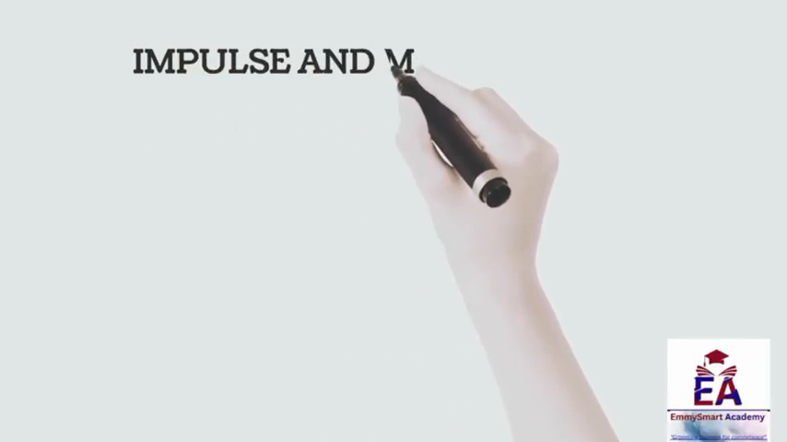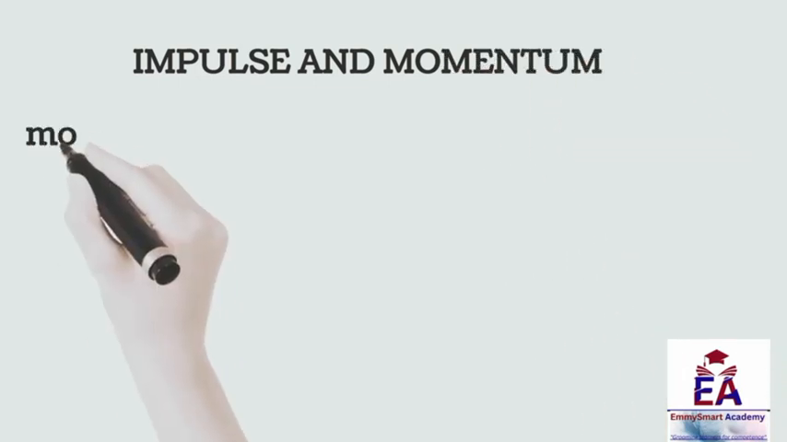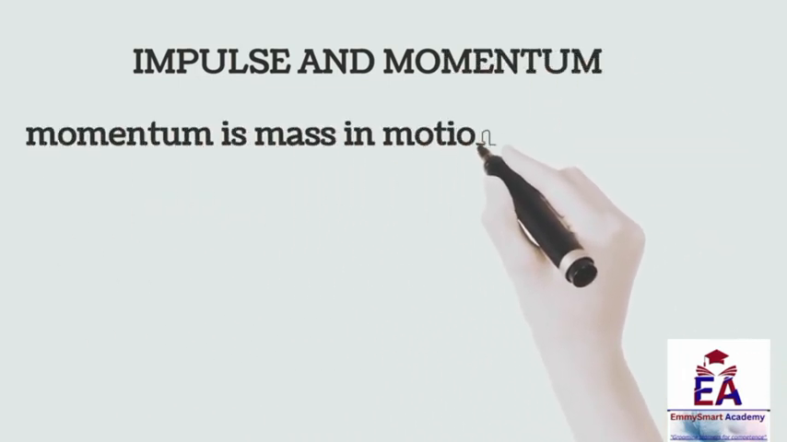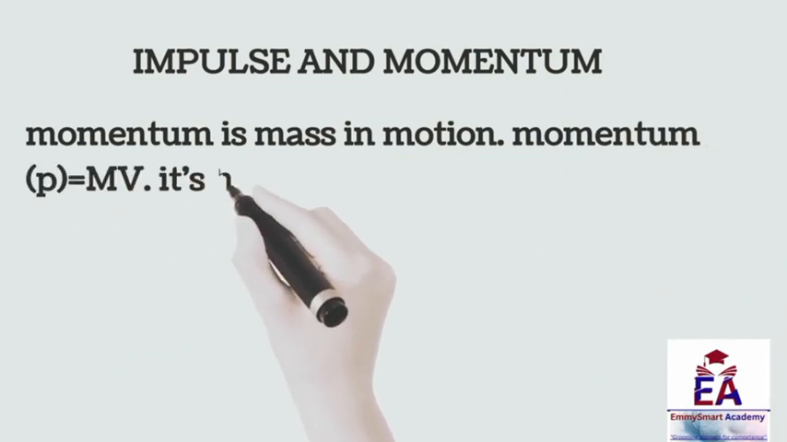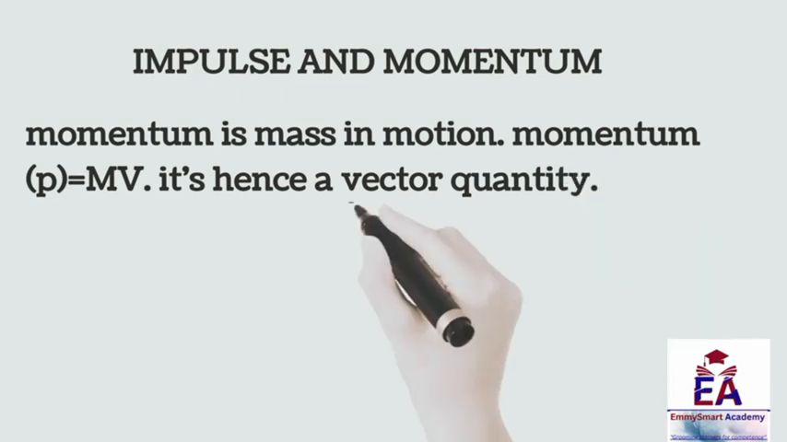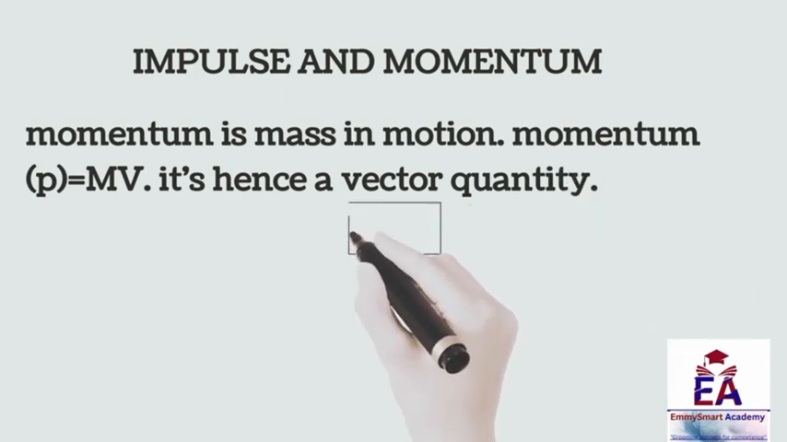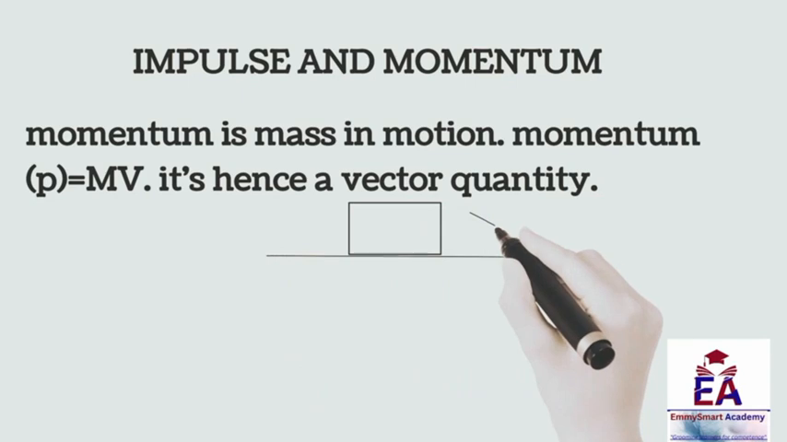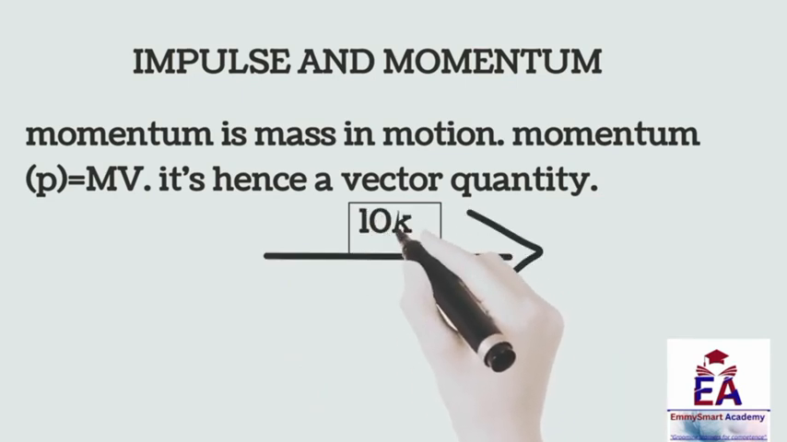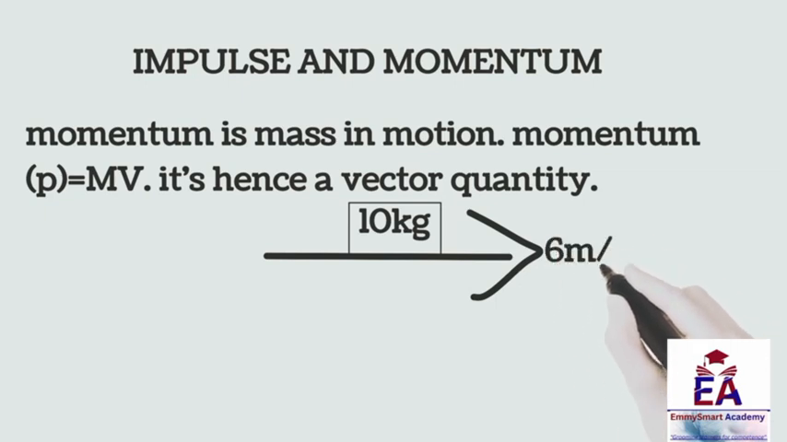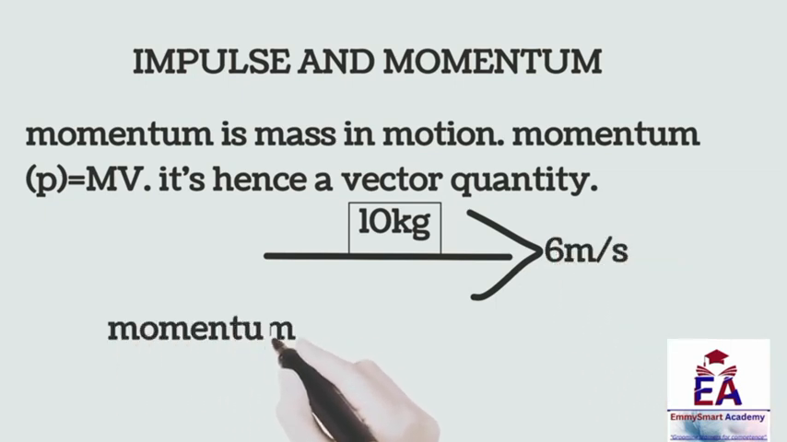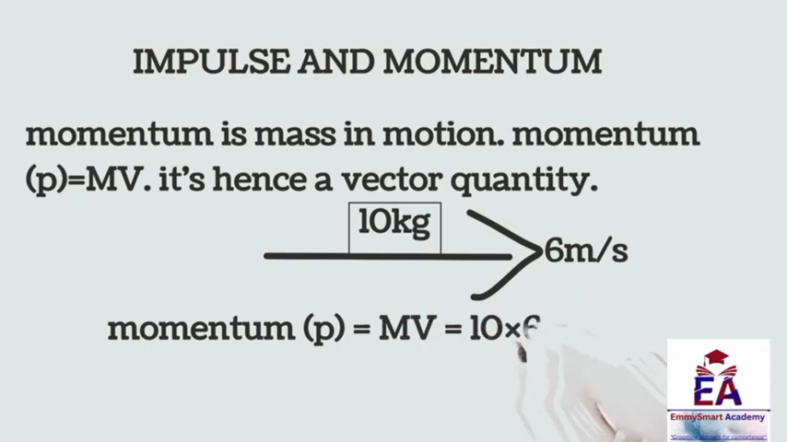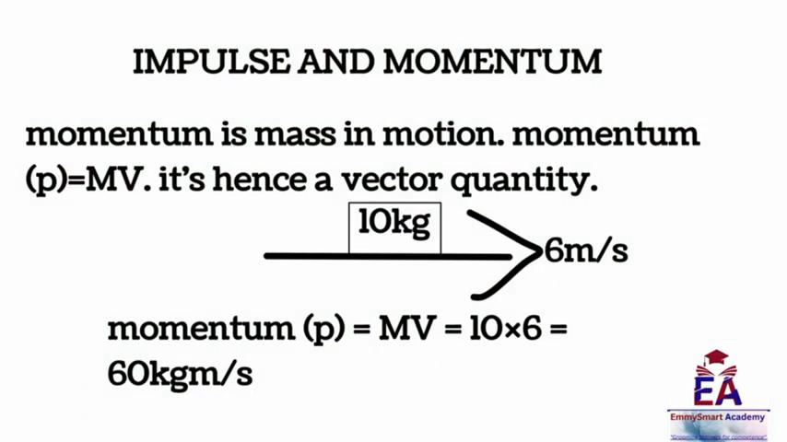We're going to talk about impulse and momentum. Momentum is mass in motion. Momentum is basically mass times velocity. It is a vector quantity because of the velocity, which has direction and magnitude. Look at this problem. We have 10 kg moving at 6 meters per second. The momentum will be mass times velocity, 10 times 6, which is 60 kg meter per second. That is the forward momentum of that body.